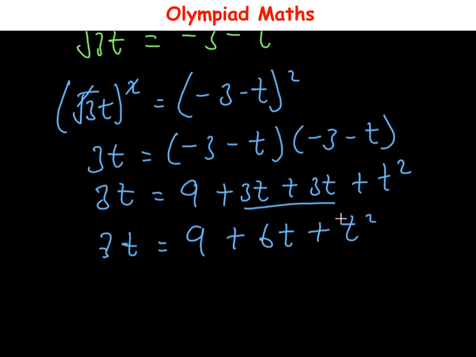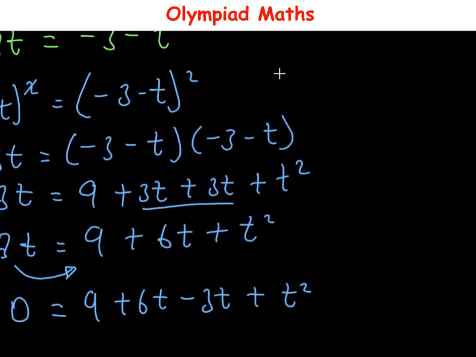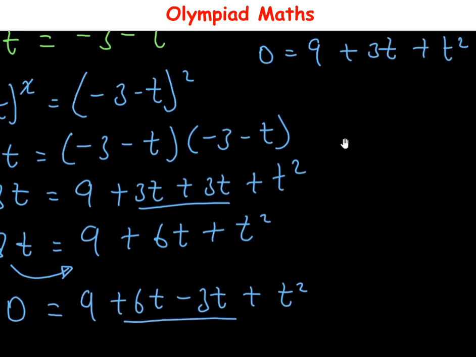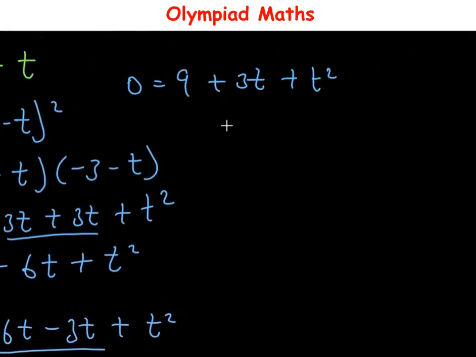So then, rearranging this so that we move 3t over to this side, this becomes 0 is equal to 9, then plus 6t minus 3t plus t squared. And from here, this then equals 0 is equal to 9, okay, plus 6t minus 3t is equal to plus 3t, then plus t squared. So with this, let us then rearrange this equation such that this then equals t squared, then plus 3t plus 9 is equal to 0.